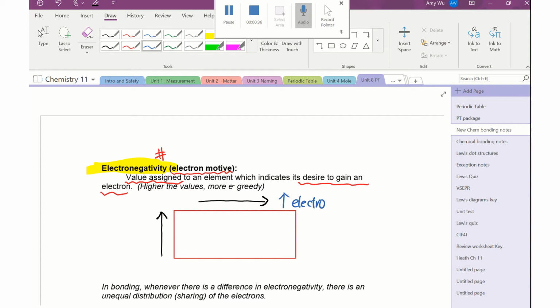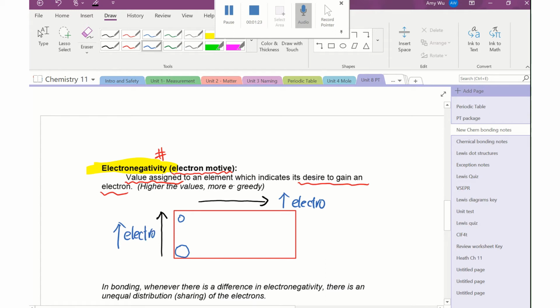Now if we just focus on one column, one family, as you remember, the size of the atoms is smaller at the top, and at the bottom, because they have more energy levels, they have bigger atoms, right? In terms of how much they want electrons, if you remember from the periodic table package, the bigger the size, the less attraction they feel to their outside electrons. If they're smaller, they feel stronger attraction. So going from bottom to top, there's an increase in electronegativity.